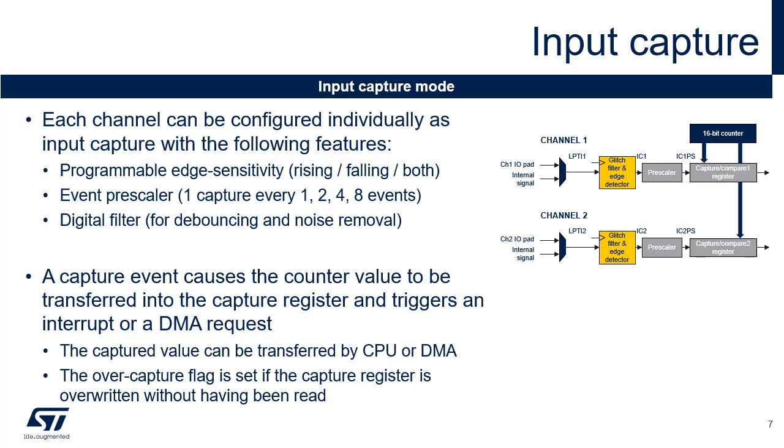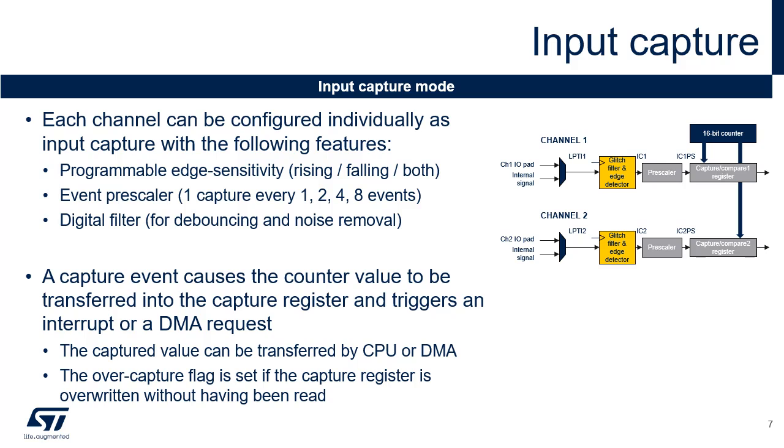This slide describes the input capture features. Each channel can be individually configured as input capture with various signal conditioning options. The edge sensitivity is programmable and can be rising edge, falling edge, or both. An event prescaler captures one event every 2, 4, or 8 events as programmed in the prescaler. Spurious transitions due to noise or bounces can be removed using a programmable digital filter.